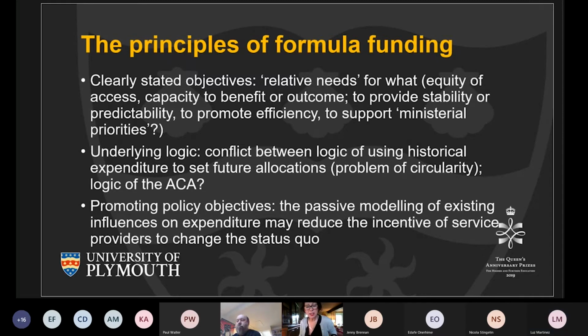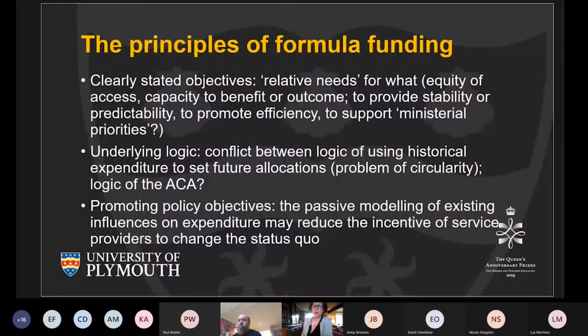We've had this idea of relative needs for social care, for local government. Relative needs tends to be used quite a lot, but for what? We haven't actually really tended to say, well, are we talking about equality of access? Do we talk about capacity to benefit? Do we want equality of outcomes? Are we simply trying to manage this process through providing stability and predictability and efficiency? Are we supporting ministerial priorities? It's very, very unclear what those objectives are, and that becomes incredibly problematic. So clearer objectives are required, and very transparent objectives. The second problem is the underlying logic, and this relates to using historical data. I mentioned this issue of circularity.